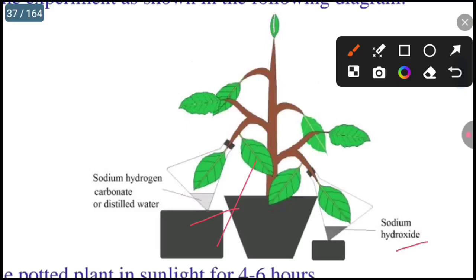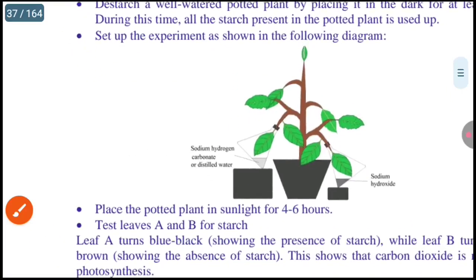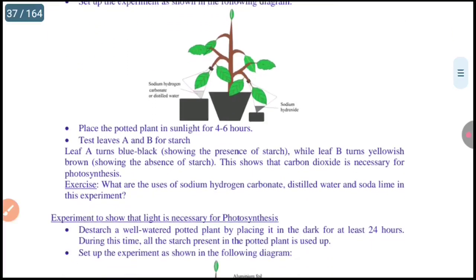Okay, let's go further. Place the potted plant in sunlight for 4 to 6 hours. Test leaves A and B for starch. Leaf A turns blue-black, showing the presence of starch, while leaf B turns yellowish-brown, showing the absence of starch. This shows that carbon dioxide is necessary for photosynthesis.